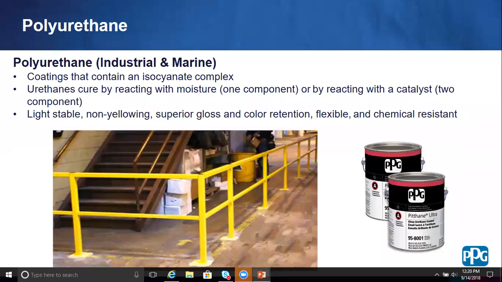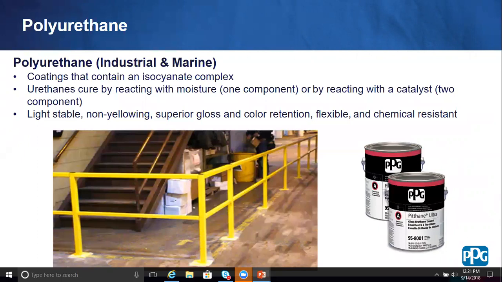Urethanes cure just like epoxies, but they have a couple of different characteristics. There are some urethanes out there that cure with moisture that don't need that part B component. They actually absorb humidity and moisture out of the atmosphere, and you have to have that to get it to cure.